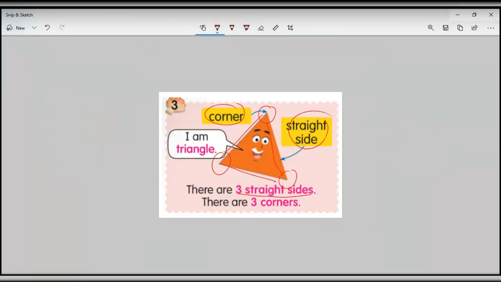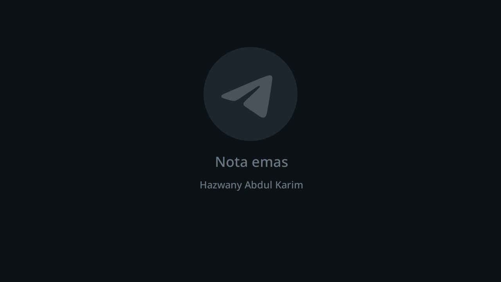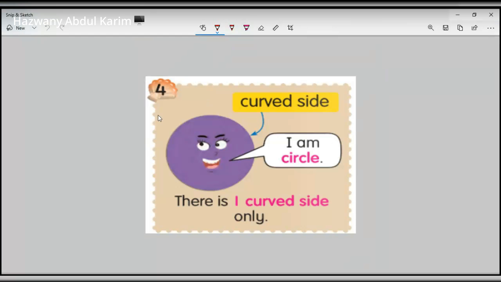The last shape. We have 4 2D shapes all together. This is the last shape for you. This is called circle. I am circle. The circle has only 1 curved side. Why is it 1? For example, when you start from here, you make the curved side, and you meet again at the same point. So there is only 1 curved side. How many straight sides does the circle have? 0 straight sides. The circle doesn't have any straight side. How many corners does the circle have? The circle doesn't have any corners. So 0 corners. Is that clear? Okay, very good.